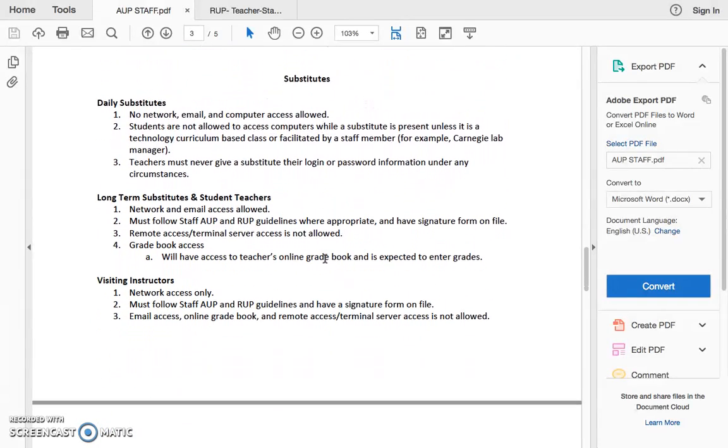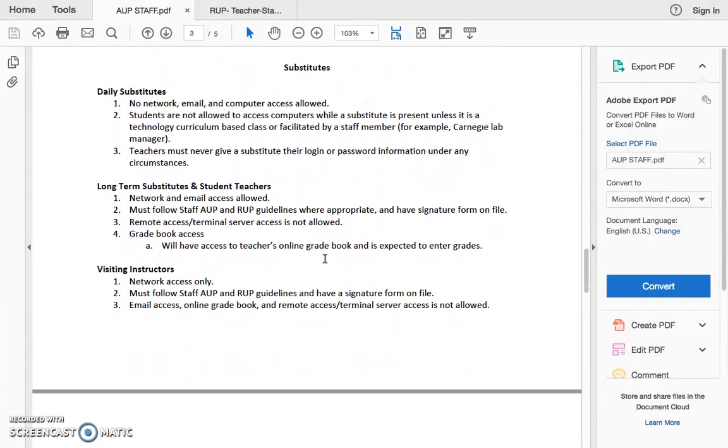The next section reviews the expectations for substitutes. Substitutes is a little bit different. Daily substitutes do not have computer access. They may not be monitoring students in the computer lab or on computers in the classroom, and teachers should never give out their logins to substitutes.